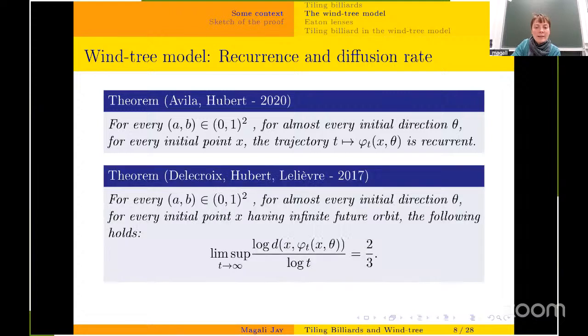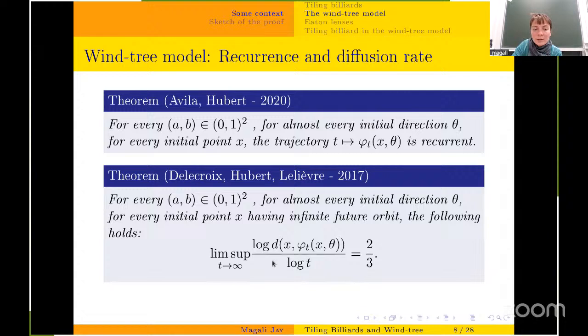And as Elise mentioned, we know also the diffusion rate of these trajectories. So at a time t, we are approximately at a distance t to the 2/3. So this is a lim sup.